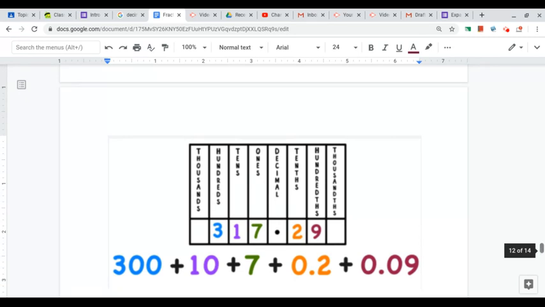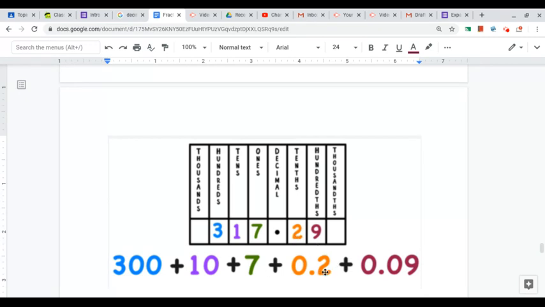This is the decimal version. And the blue 300, again, we have a 3 in the hundreds place becomes 300. We have 1 ten, which is 10, and we have 7 ones, which is 7. And over here are 2 tenths.